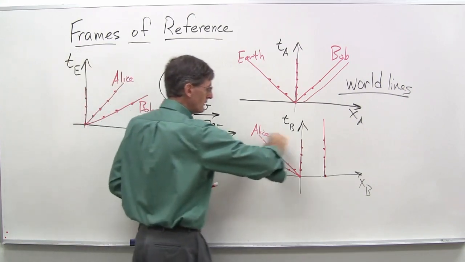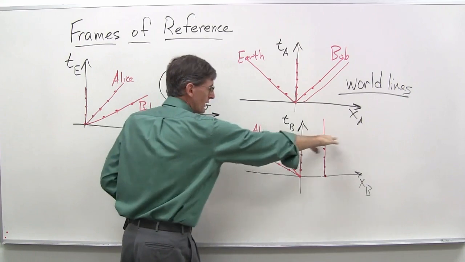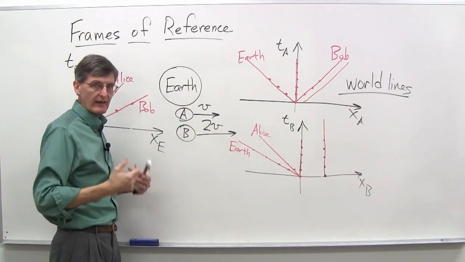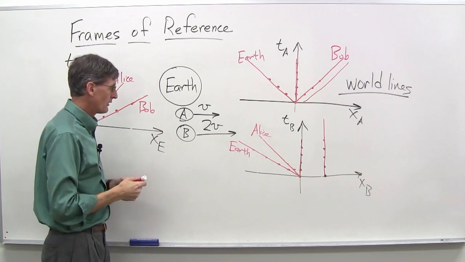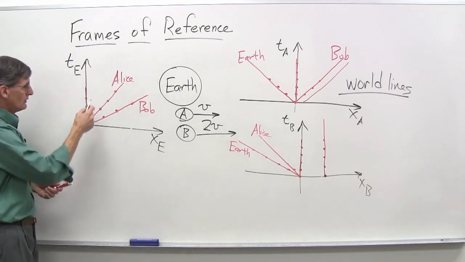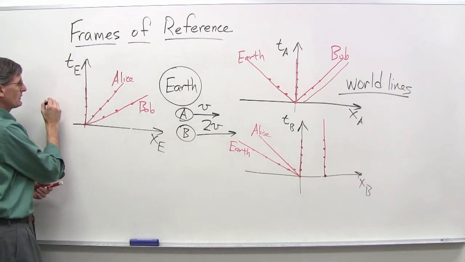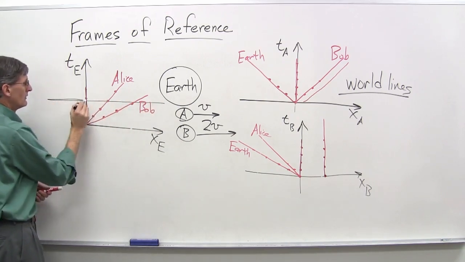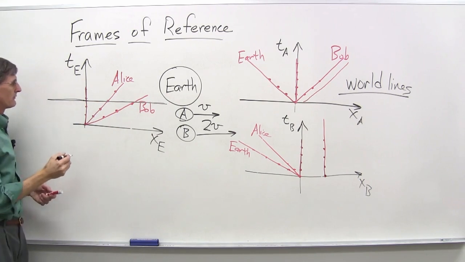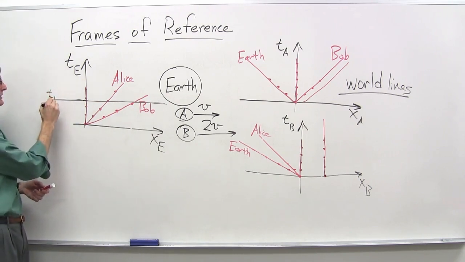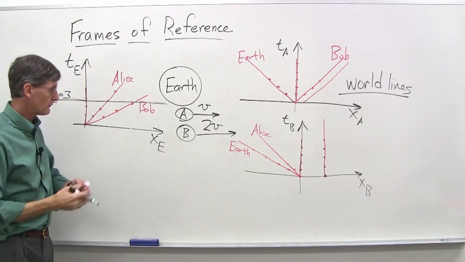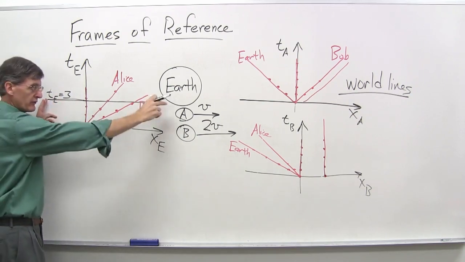A horizontal line, as we've emphasized, represents everything that goes on in that frame of reference at that given time. So if I draw a horizontal line, we'll come over here to Earth's perspective. If I draw this horizontal line right there, more or less, that represents the time. We'll call that TE equals 3 seconds or 3 minutes or whatever it is. So this is the T equals 3 line.